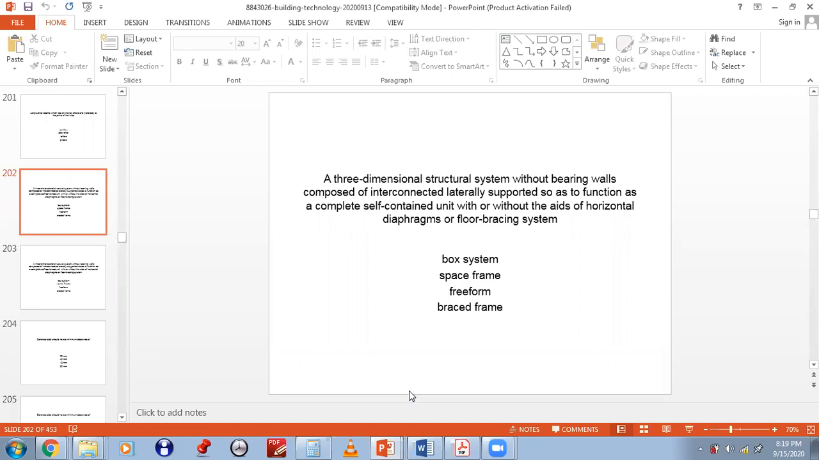Space frame. Yeah, I think this is a space frame also, without bearing walls and posts. What is it? Space frame. Correct. This can be used in large spans and without supports.